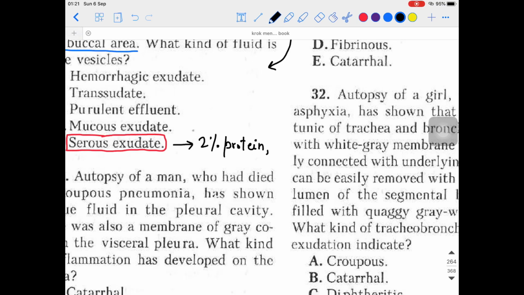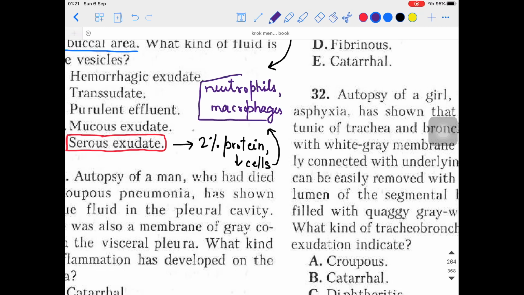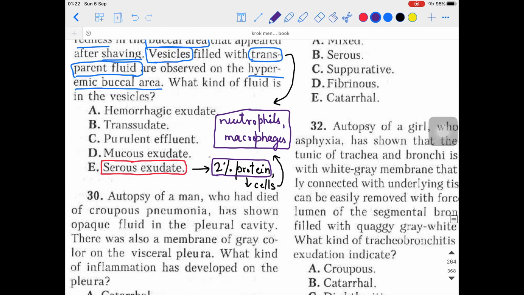Which kind of cells am I talking about? So cells will be decreased. Which cells am I talking about right now? There might be neutrophils, some macrophages, and other cells, for example the desquamative epithelium. These kinds of cells are lesser in number, but what is important for us is the 2% protein, which makes this vesicle filled with fluid that is transparent. So that's why this is serous exudate, and that's how you can identify it.